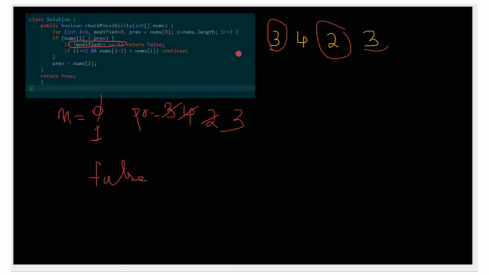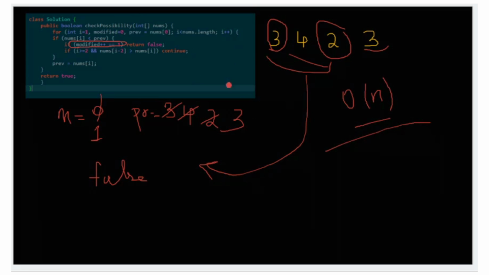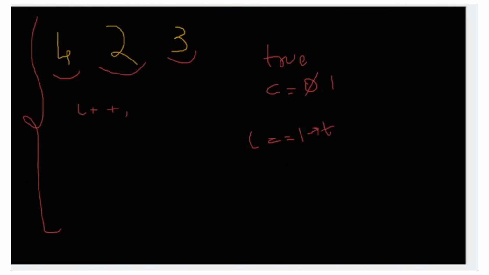So that is what the condition knows. In this case we are getting two alternatives, this is what we did. So that means in this case this is not possible because we are having two particular checkings. And talking about the solution, we are traversing the array once, so it's order of n.